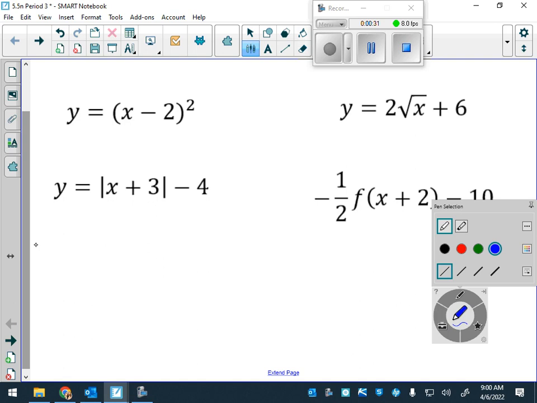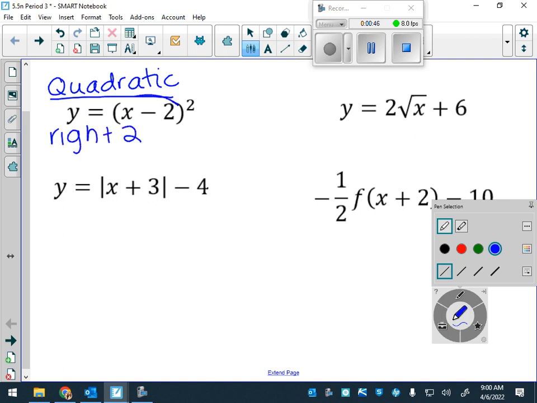Yep. X squared, which is our quadratic. All right. What direction is this moving in? Go ahead, Coop. It's moving to the right 2. So, whatever is inside parentheses, absolute value brackets, underneath the square root, that affects the x. It's the opposite of what you see. So if it's x minus 2, it's moving to the right.